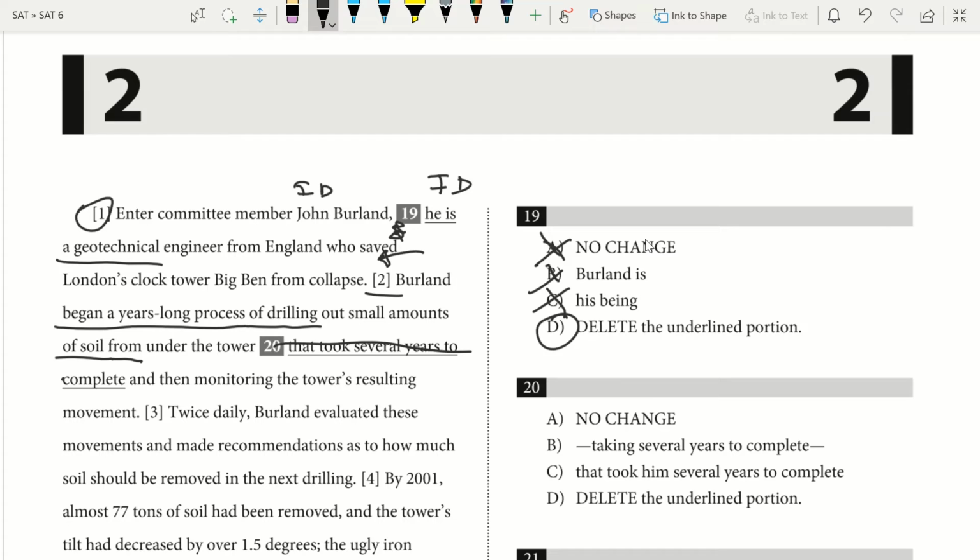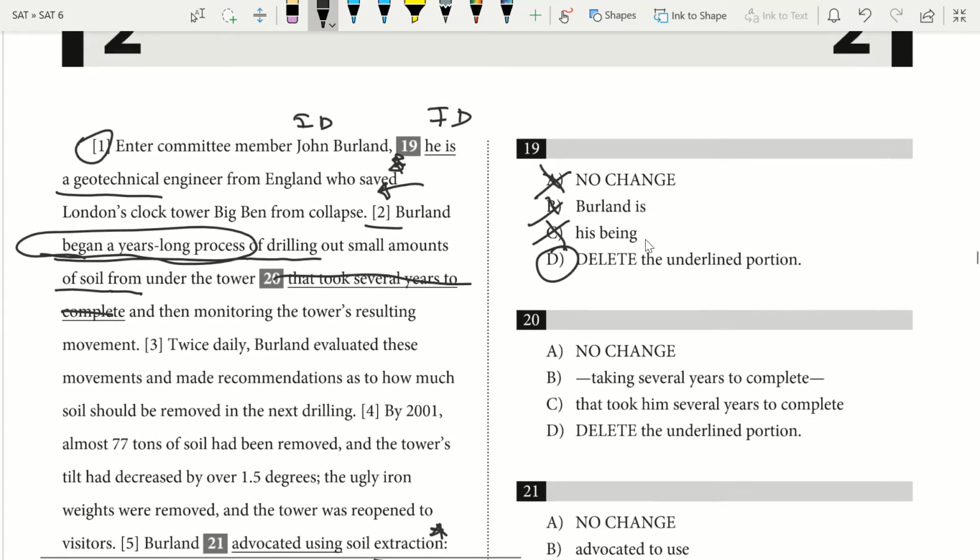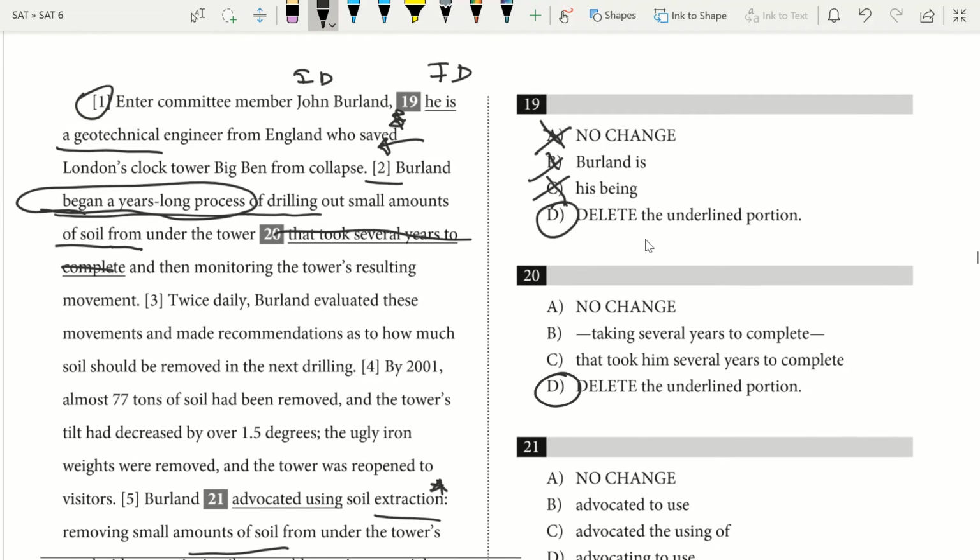We don't need that. We already have began a years-long process. So we don't need to add that part. We can just delete that. So our answer there is D. And then monitoring the tower's resulting movement.